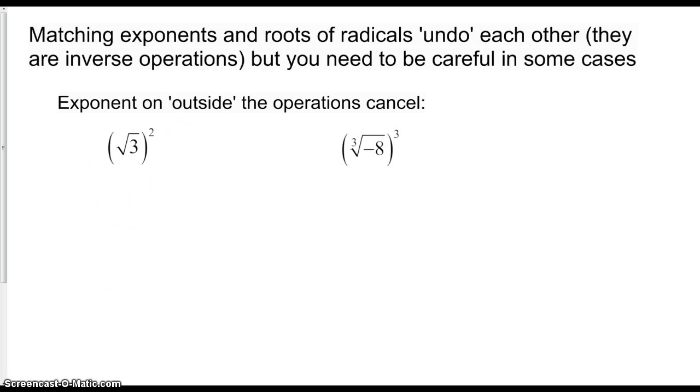Let's see. Matching exponents and roots of radicals, they undo each other. So they're inverse operations. I know when we solve equations later, we're going to take advantage of the fact that square roots and squaring are inverse operations. They cancel each other's effects out. The same as multiplying cancels division, adding cancels subtraction, things like that. Okay, but there is a kind of a caveat for this. So I think we'll probably stop this video and pick this up. This is a major topic, so we'll go on to the next part before we actually get into that in more detail.